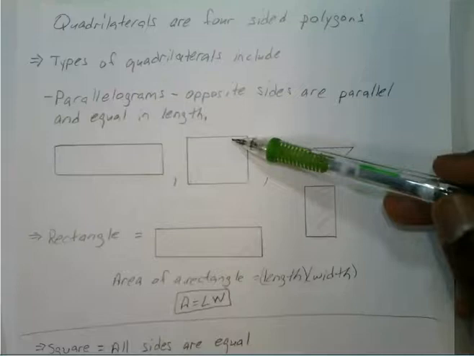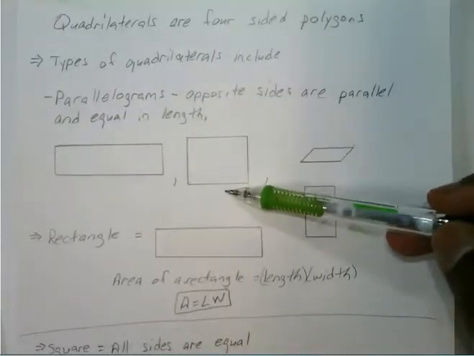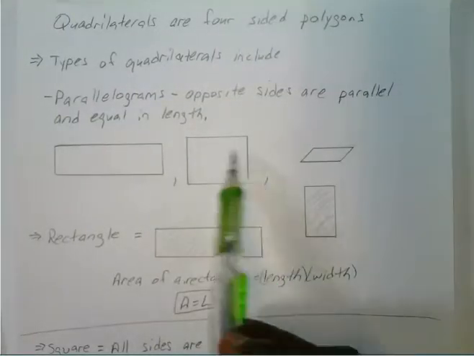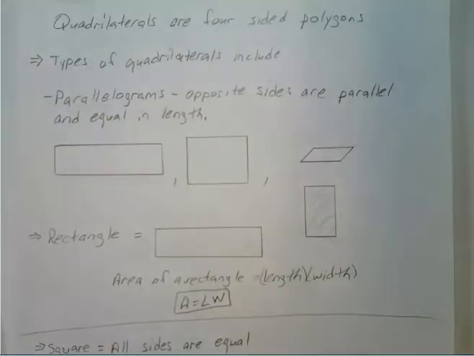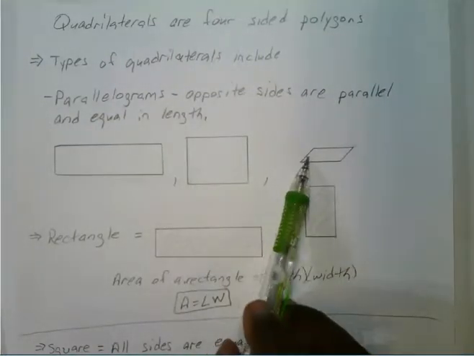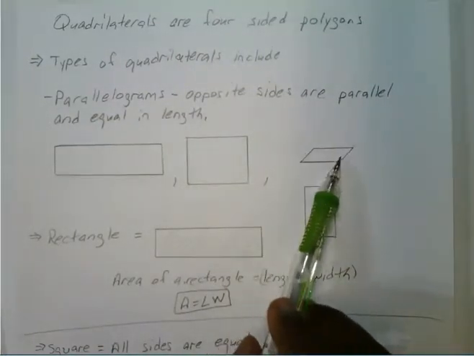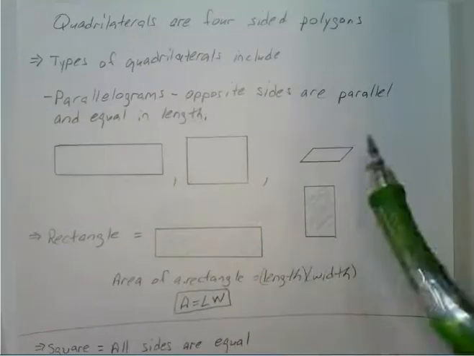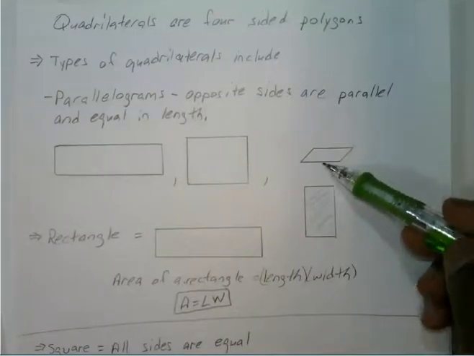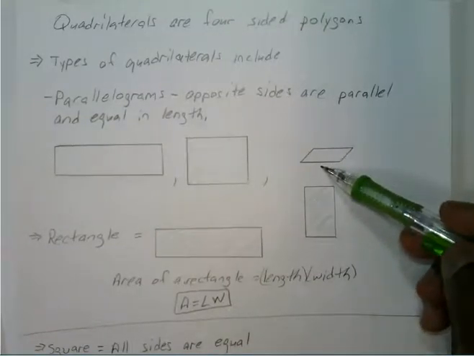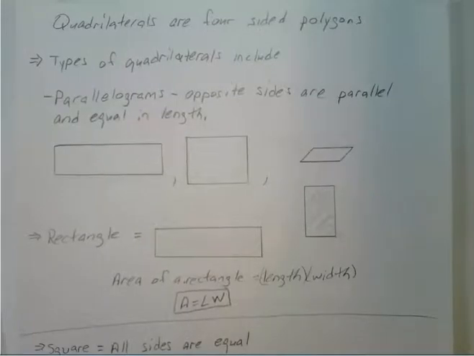If you look at this square, these 2 sides are parallel to each other and the same length. Same thing with these 2 sides, parallel and the same length. If you look here, these 2 sides are parallel to each other and they're the same length. These 2 sides are parallel to each other and the same length.